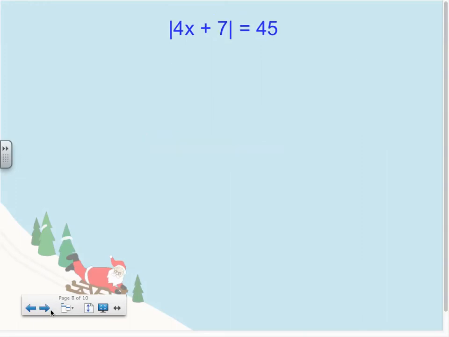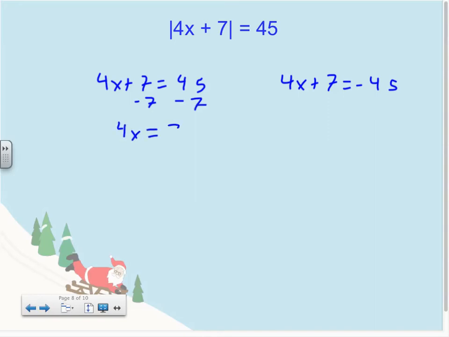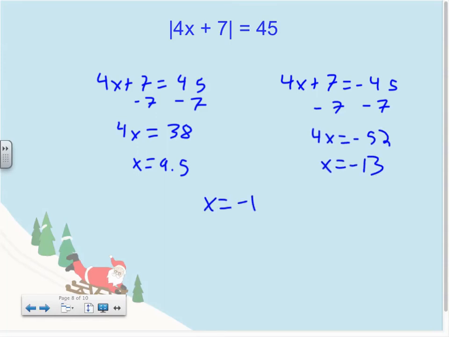Here, similar, we have to get rid of the absolute value sign. We have 4x plus 7 equals 45. 4x plus 7 equals negative 45. Subtract 7 from both sides. 4x equals 38. X is 9.5. Over here, subtract 7 from both sides. 4x equals negative 52. X is negative 13. So we have negative 13 and 9.5.